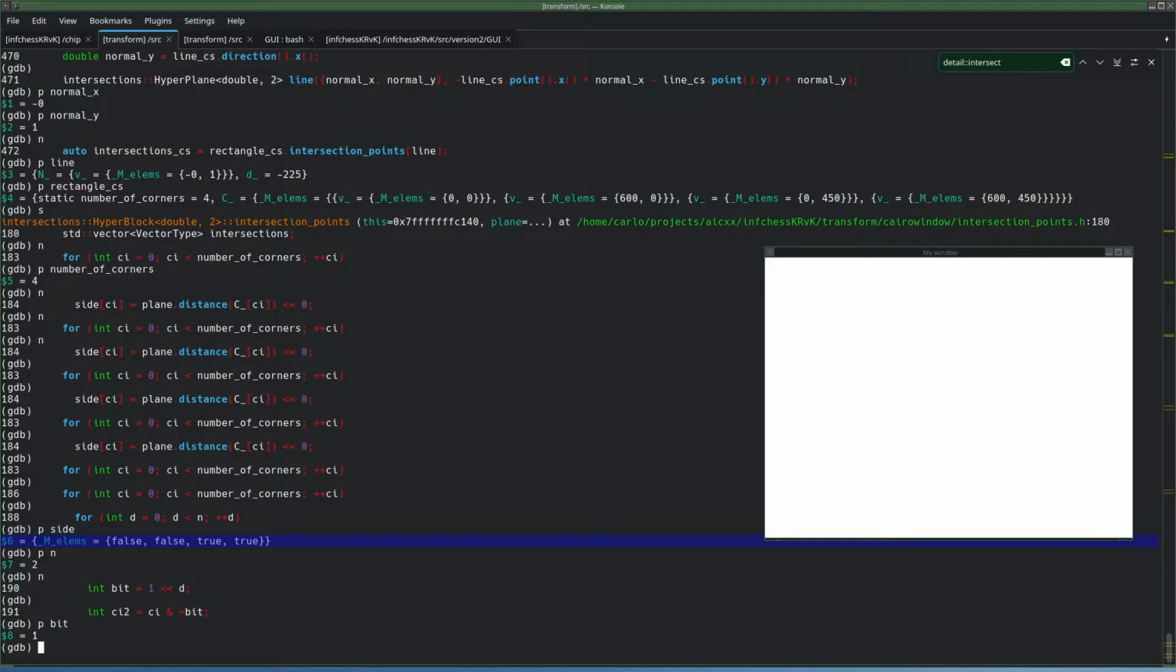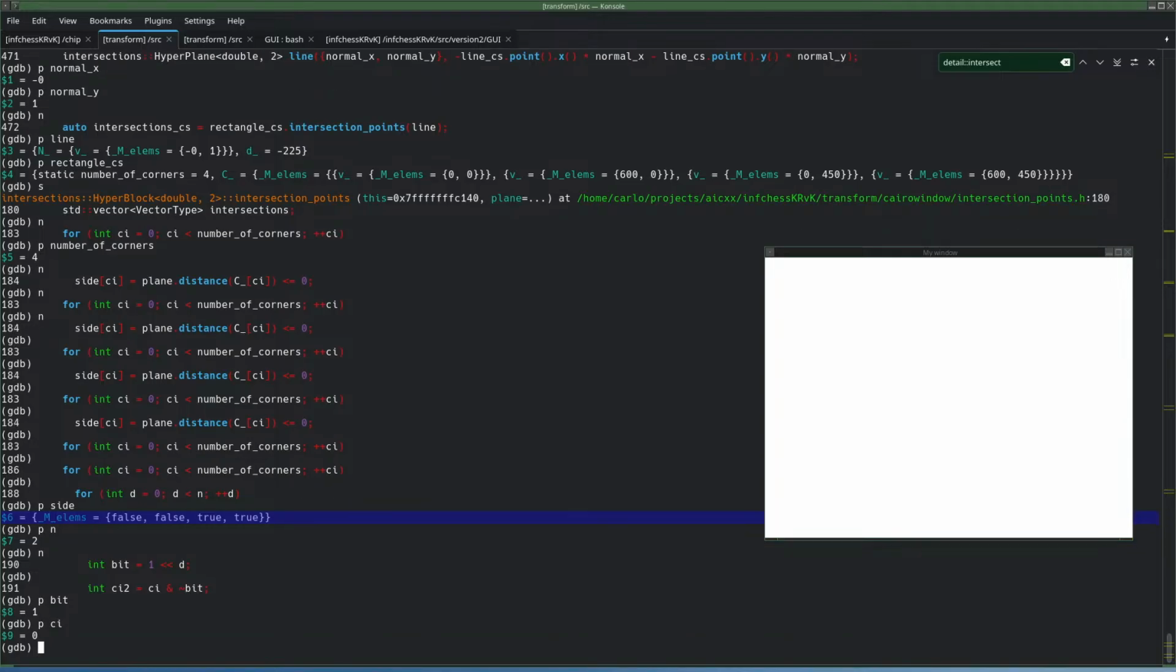Yeah, what? CI is 0. What is the point of this? Well, anyway, I completely read over it. I assumed that we would just toggle, do an exclusive OR with bit. But it's resetting the bit.